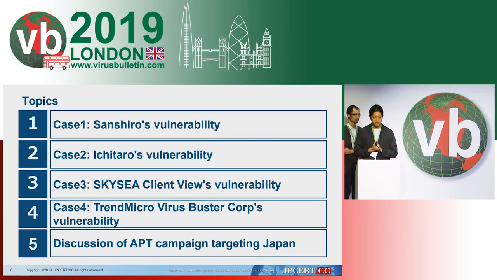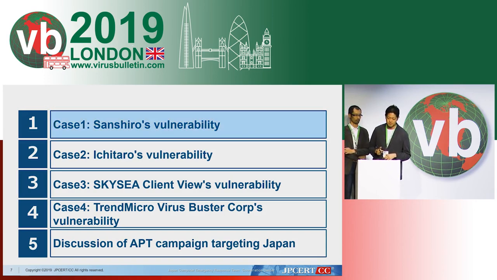Here is the topic for today's presentation. We will talk about 4 APT cases that leverage region-specific software vulnerabilities. The first 2 cases are a little bit old, and the later 2 cases are recent. Finally, we will show the characteristic TTPs for the APT campaigns targeting Japan. Okay, let's move on to the first case, Sasrow's vulnerability.